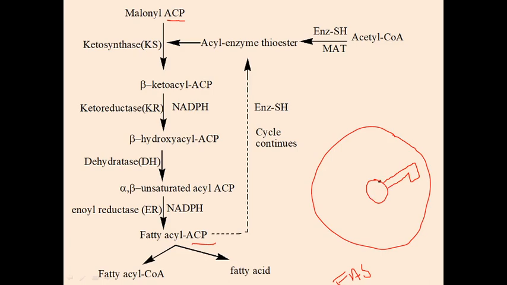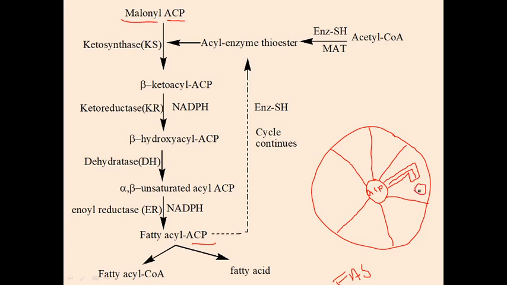ACP is like this, and this is one domain of the enzyme. Let's suppose it is ketosynthase, and this is ketoreductase, this is dehydratase, this is enoyl reductase and thioesterase. So let's suppose this is ACP, and to this ACP a malonyl group is attached.